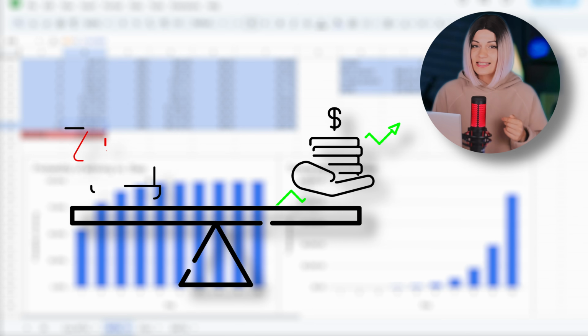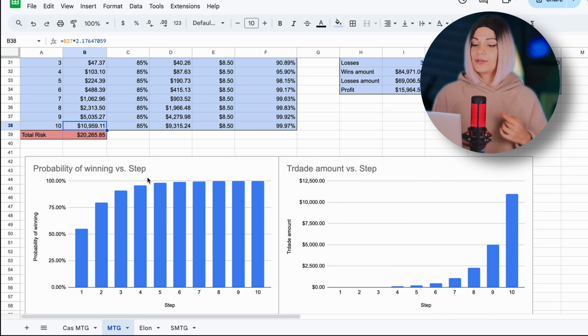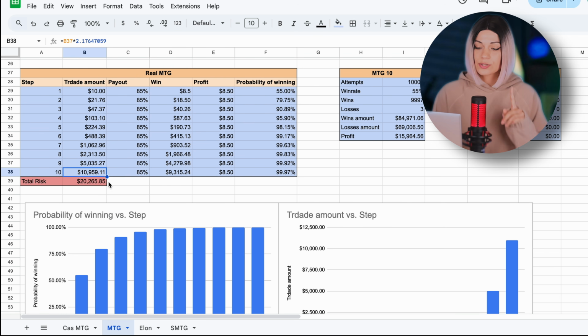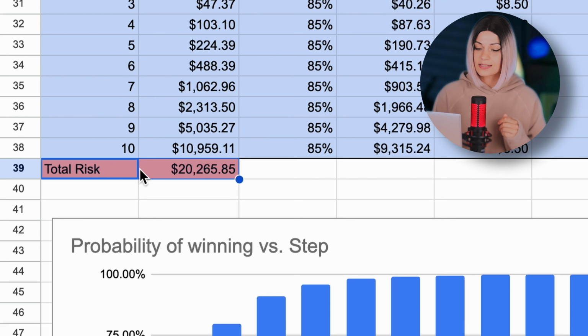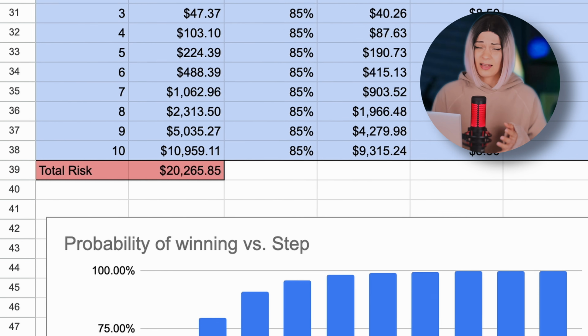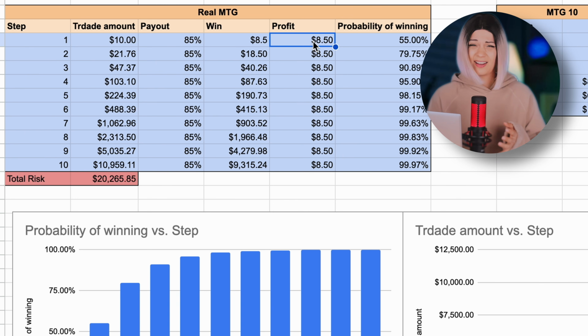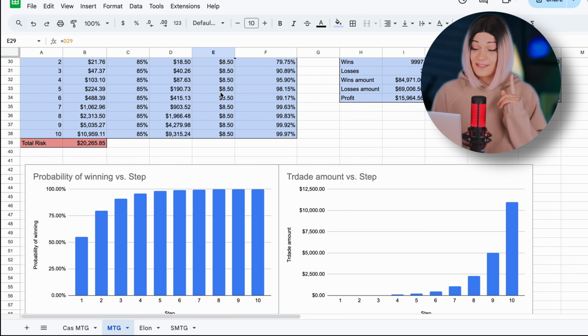So the answer is going to be yes and no. From a mathematical point of view, it doesn't really change that much, but from the point of view of daily trading, there is a huge difference. Also, you really need to understand that total risk is the amount of money that we need on your balance at the beginning. And starting your trading experience from $20,000 is quite impossible. And you are getting $8.50 from each deal. That's not a good idea, brother.